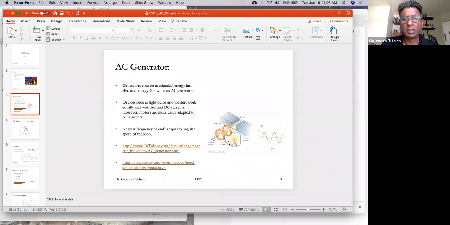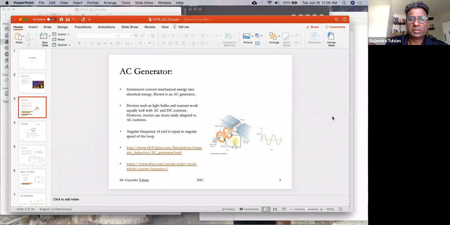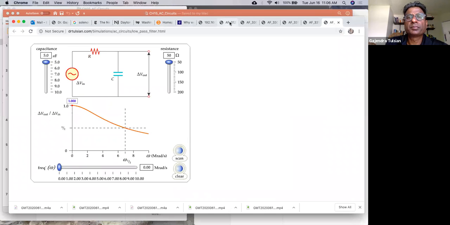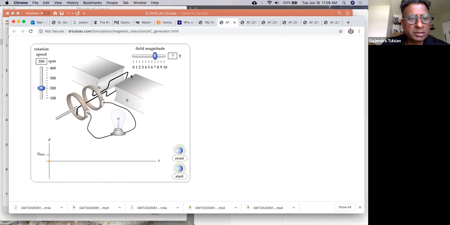So let me show you what an AC source looks like. An AC generator converts mechanical energy into electrical energy. Okay, so let me show you an AC generator. Okay, so here's an AC generator. This AC generator has a permanent magnet, and you have a loop of wire that is rotated. This loop of wire can be made to rotate.